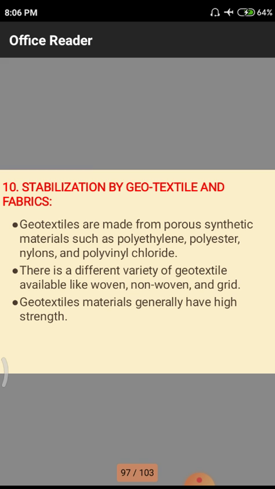These geotextile materials generally have high strength. Why? Because those are related to polythene. Normally polythene has high strength, that means tensile strength it has, not compressive strength. These polymeric materials have high tensile strength. Whenever we apply compressive strength, plastic being a brittle material, it will break. But in case of tensile strength, it has a huge amount of tensile strength compared to other materials.